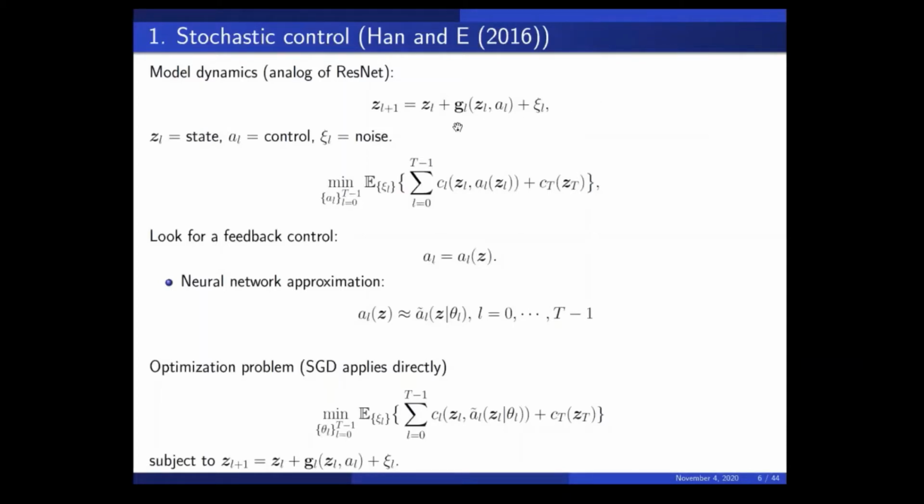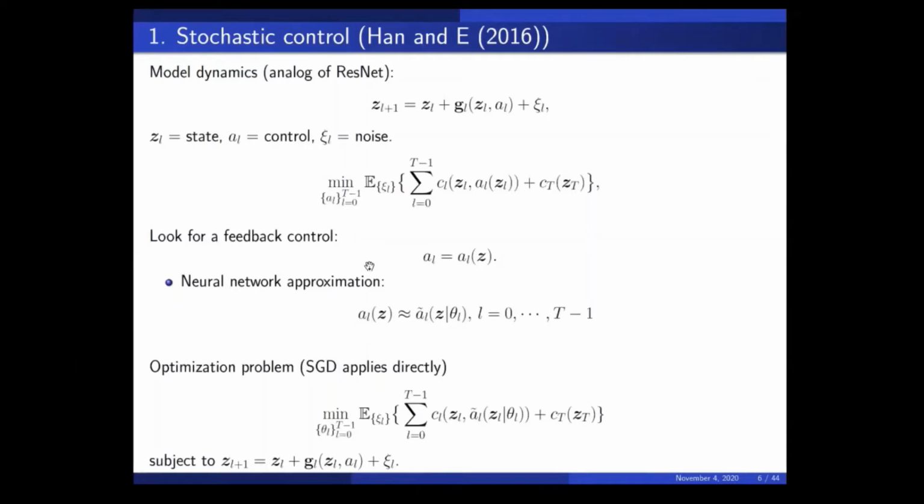Now, this is a standard dynamical system for stochastic control. This is the nonlinear function. A_i is the control at step i, A_l is the control at step l. This is the random noise. We're going to choose these controls to optimize this cost here. This is the terminal cost, this is the running cost.